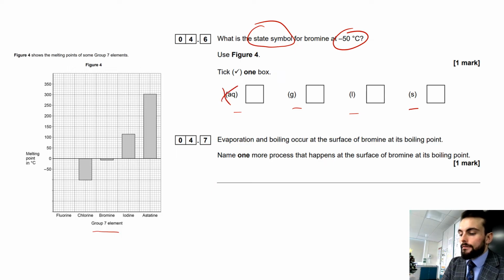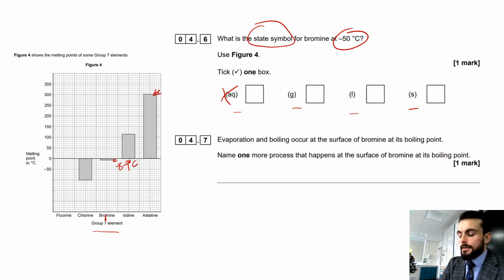Then we look at the graph. So we're figuring out what it would be at that temperature. This is a bit of a weird one because you're looking at where the bar goes to, which tells you the melting point. So if we look at bromine, the middle one, and we look at where the bar goes to, it goes to around minus 8, minus 9 degrees Celsius, something like that.